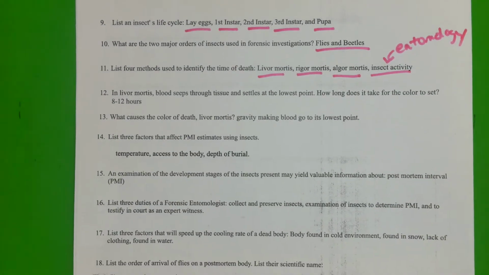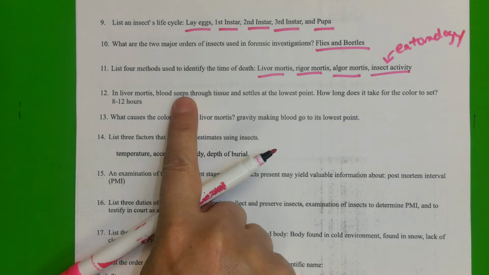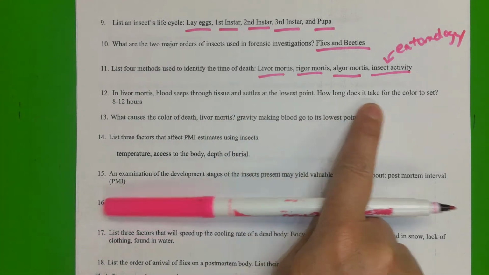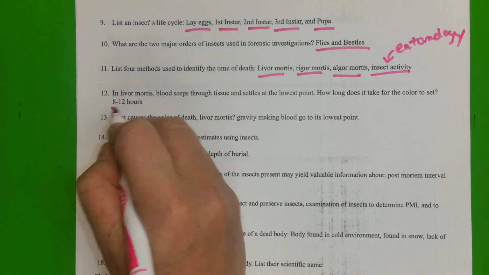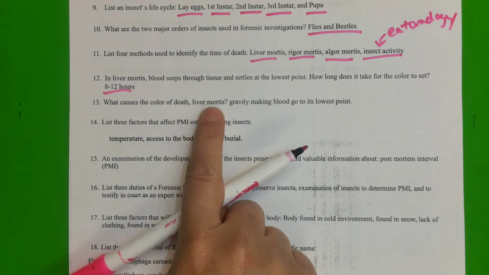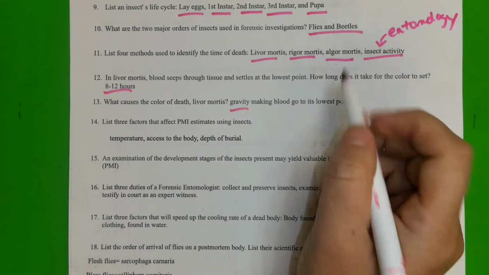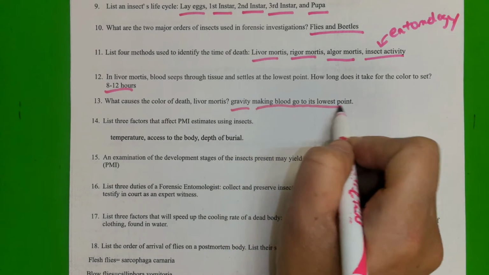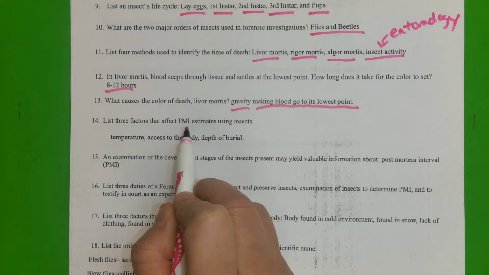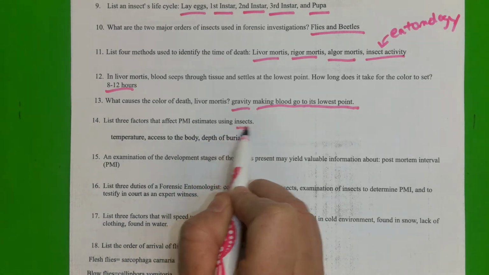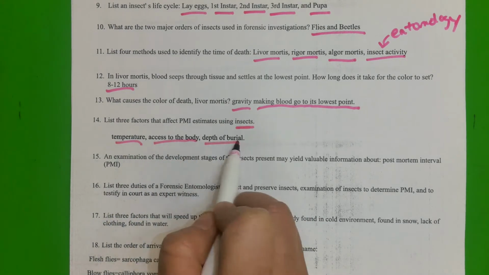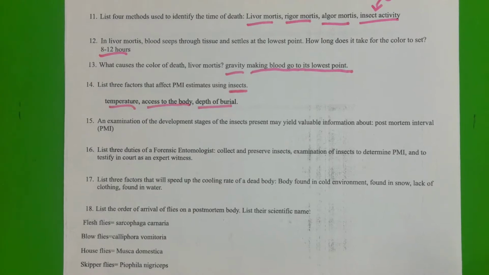Number 12: in livor mortis, blood seeps through the tissues and settles at the lowest point. How long does it take for the color to set? It should be 8 to 12 hours. What causes the color of death? Livor mortis, gravity. I don't know if you guys remember, but gravity makes the blood go to the lowest point. List three factors that affect PMI estimates using insects: temperature, access to the body, and how deep the body was buried.